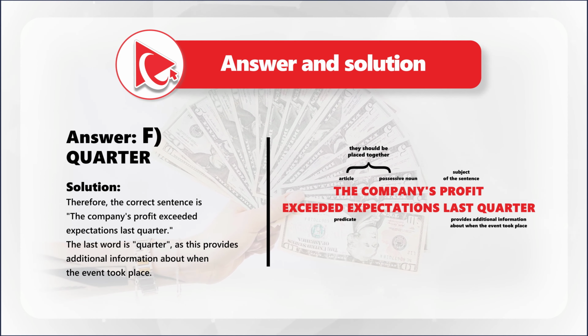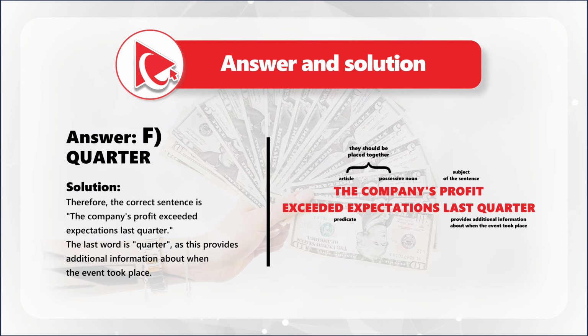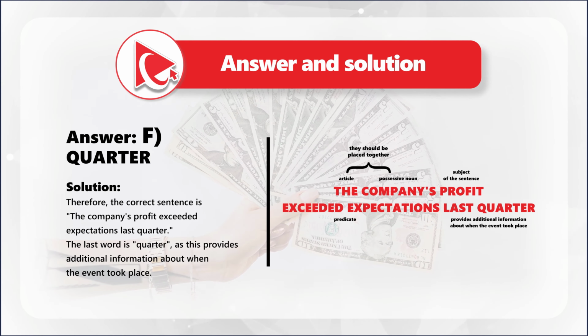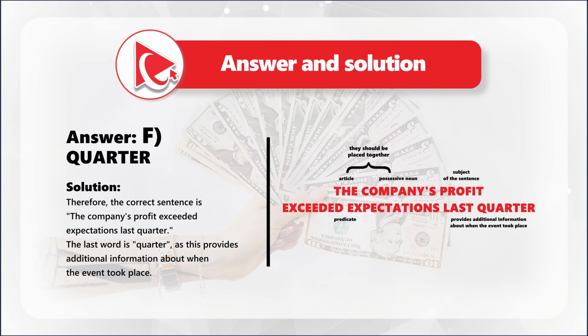The last word in this sentence is quarter. So the correct answer here is F, quarter. Did you figure it out on your own? If you have a better solution or a different solution, please make sure to post it in the comments.